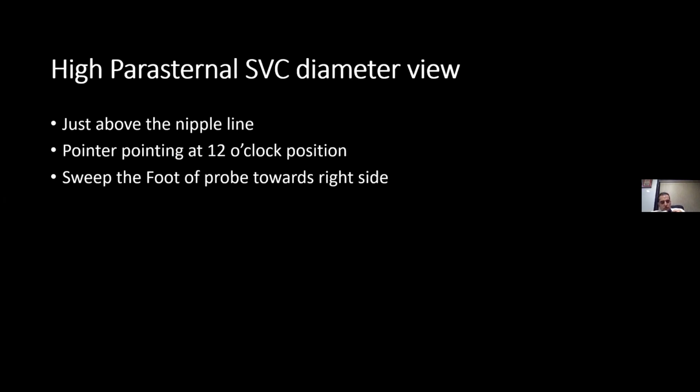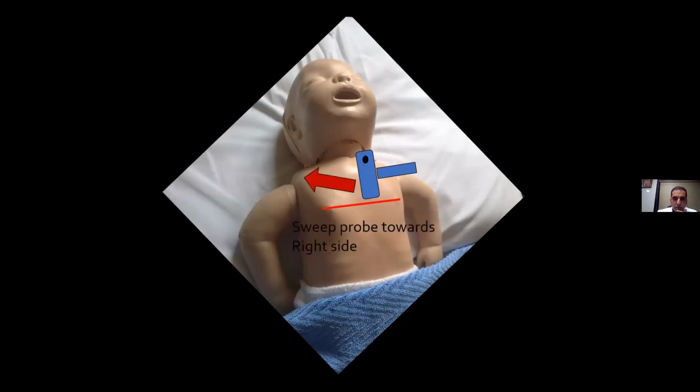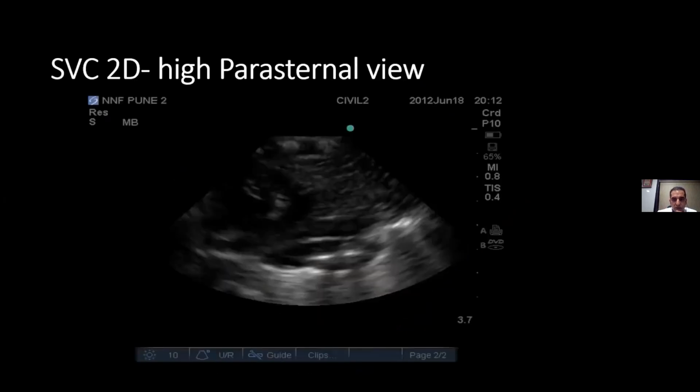Pointer is pointing at the 12 o'clock position here, and sweep the probe towards the right side. So this is above the nipple line. Put the probe with the pointer at the 12 o'clock position, towards the left side of the sternum, and sweep the foot of the probe towards the right side. This is how you will see.